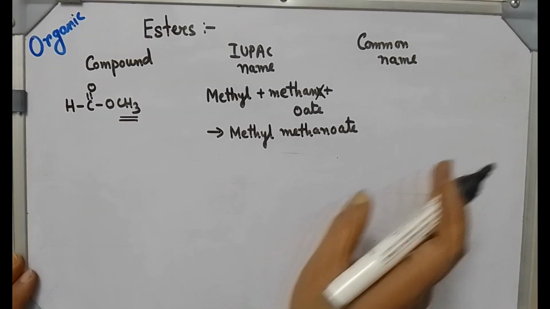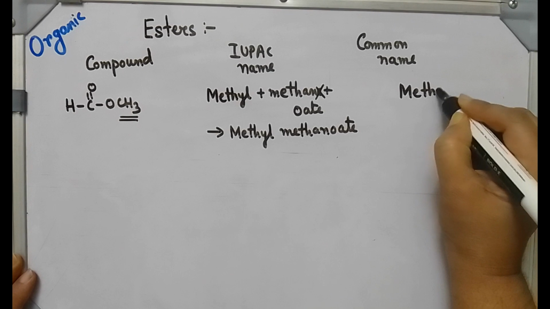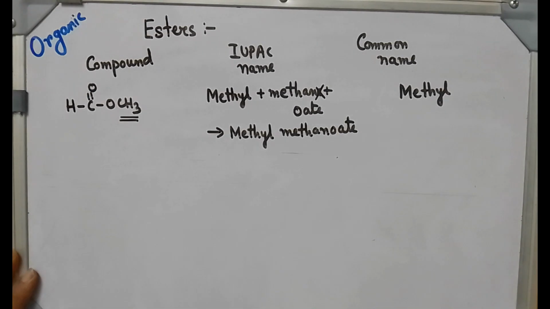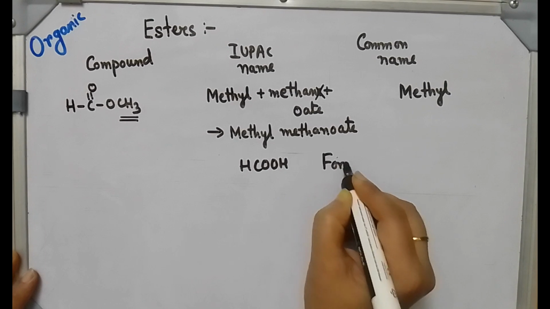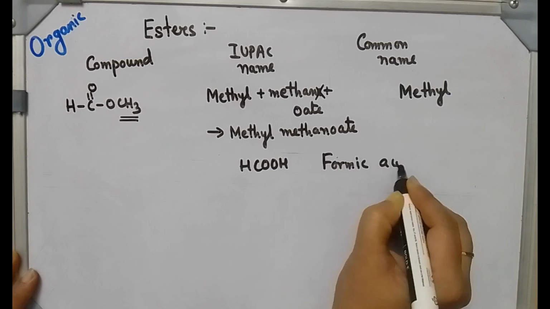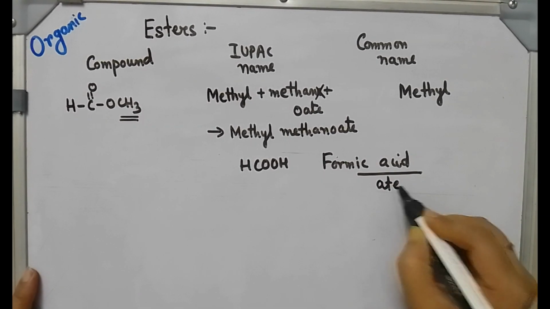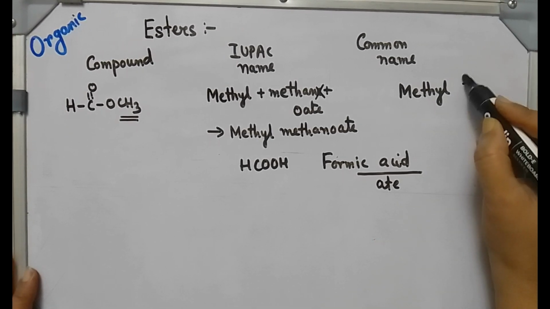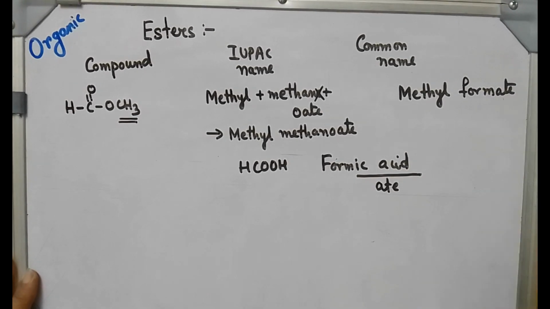Methanoate. And what about the common name? Here also, methyl first you have to write. Then if it is HCOOH, the name of the acid is formic acid. So in place of ic acid you have to write ate, A-T-E. So it will be formate. So methyl formate. So in place of ic acid, you have to add ATE.